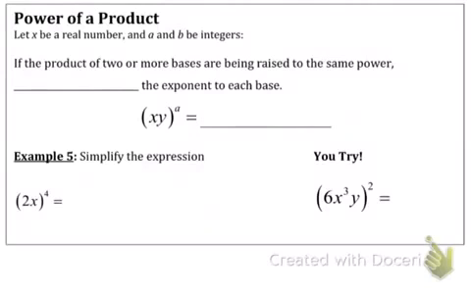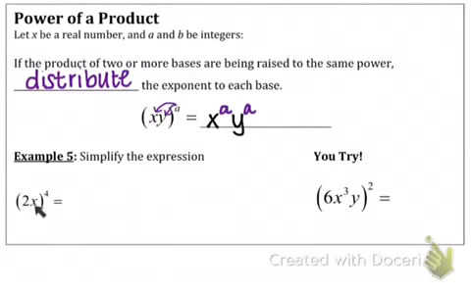Our fifth property is the power of a product property. If the product of two or more bases are being raised to the same power, then we distribute the exponent to each base. So in our general form, we have x times y, all raised to the a power. In this case, our bases are different, so we are going to distribute this power to each base. So this will become x to the a times y to the a, and that would be as simplified as that can go.